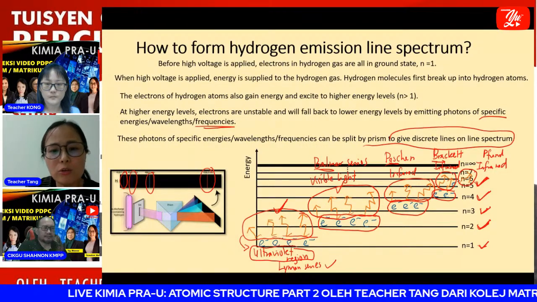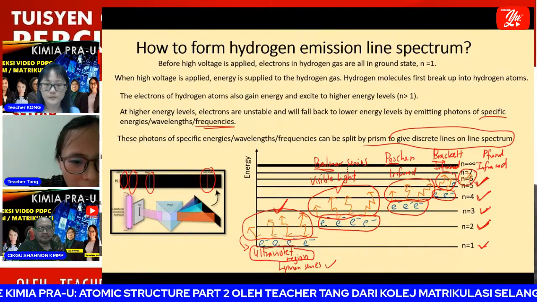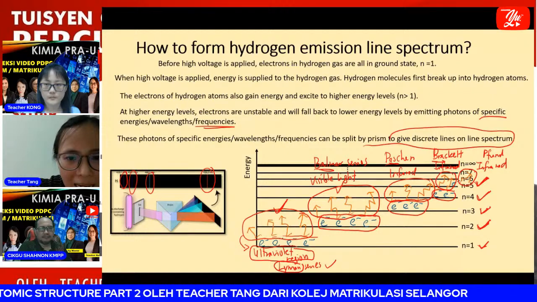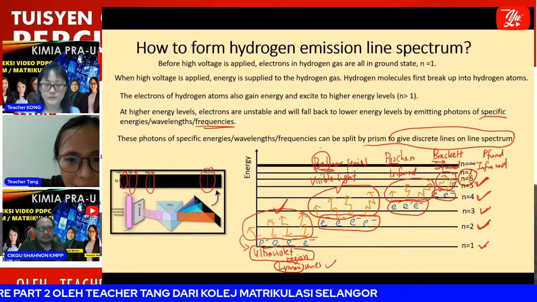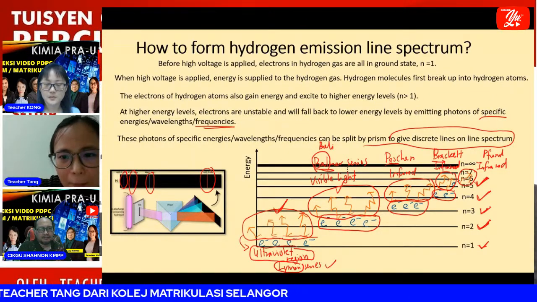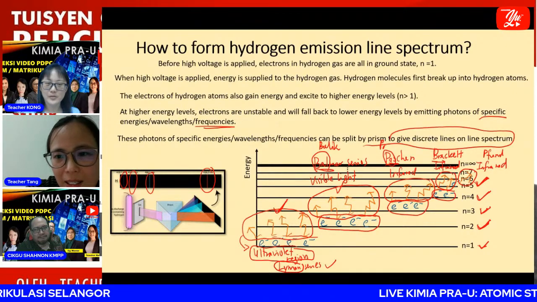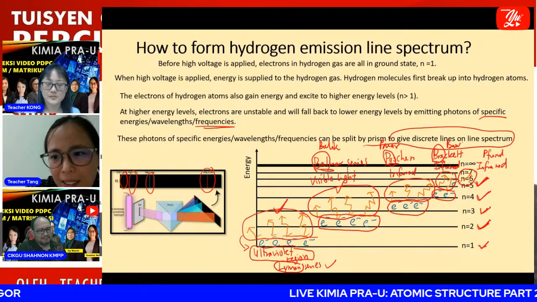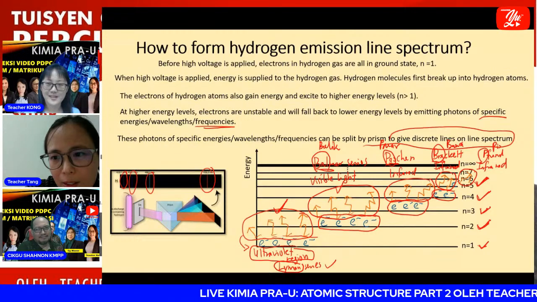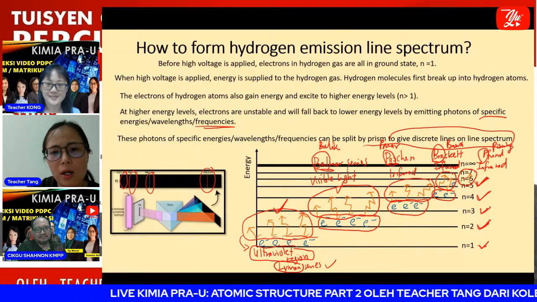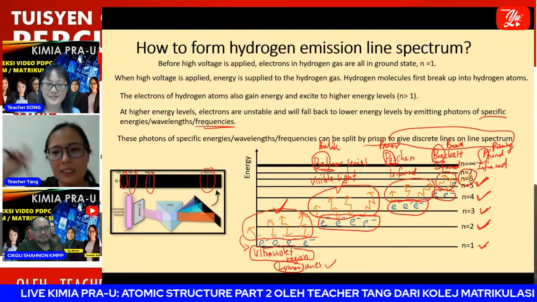So how to remember this? I always remember it as Lyman, balik, pasar, bawah, pisan. So that you know how to remember the series.